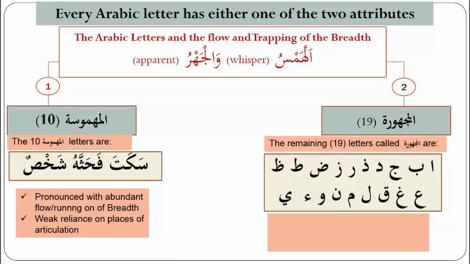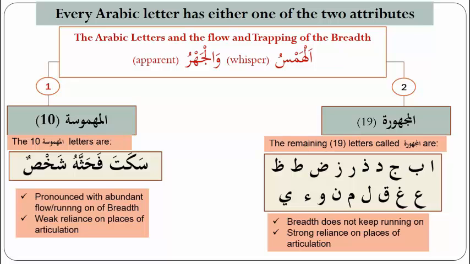If you try to bring any abundant running of the air, it doesn't work, right? The breath does not keep running on. It is trapped. It is restricted, right? And then there's a strong reliance on the places of articulation. You don't see it going on: ad, ar, ab, a. It doesn't run on, not like the other set of letters.